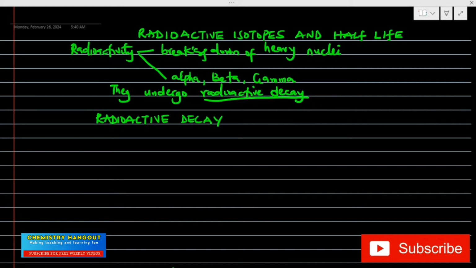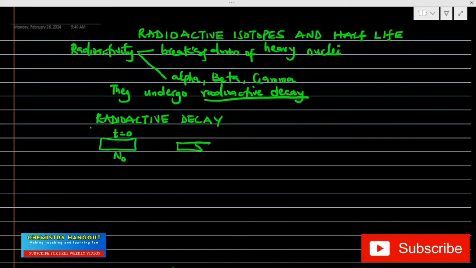Now let me give an instance. Let's take, for example, I have a nuclei like this. This nuclei at time t, before it started breaking down, we have it to be N naught. N naught means the initial mass before it started breaking down. Let's say, for example, at a particular time, it now broke down to something like this.